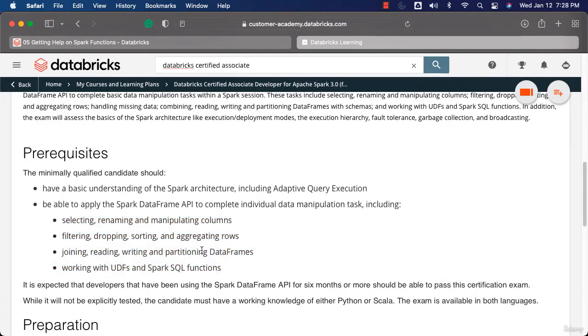If you are pretty good at Spark SQL, then it is not good enough to actually give the exam. You should be familiar about data frame APIs, not Spark SQL, to give this exam.